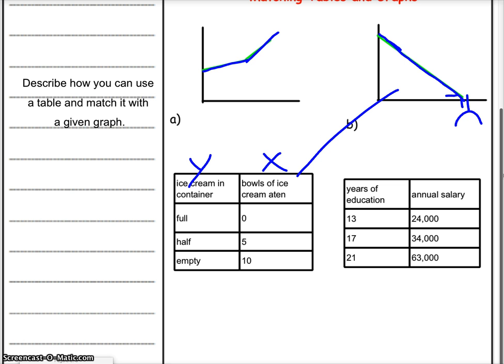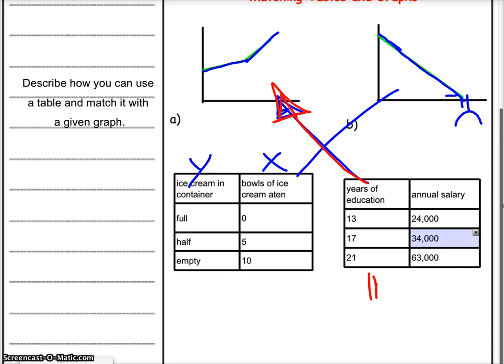Hey, years of education and your annual salary. Now support, there's only one answer left, so you need to support. How do you know that this matches that graph? And I want you to talk to two people around you on how you can use logic to connect this table with graph A. Talk. Okay, I heard some good discussion. For those of you that were talking about how this table is connected to graph A.